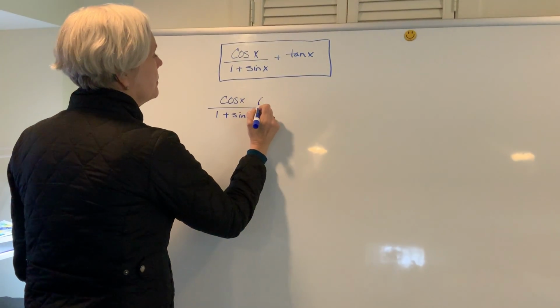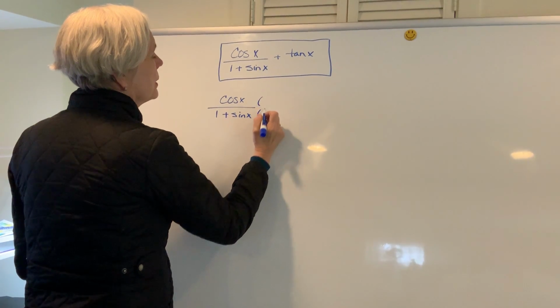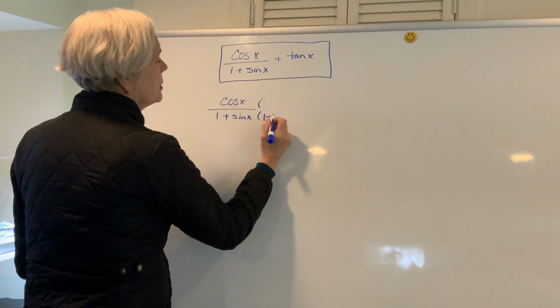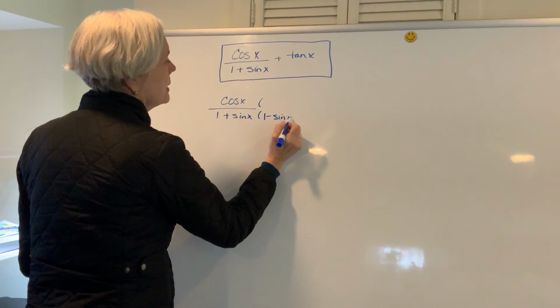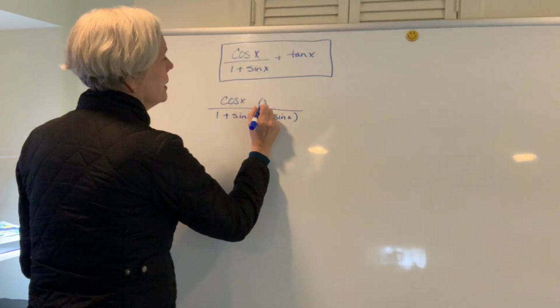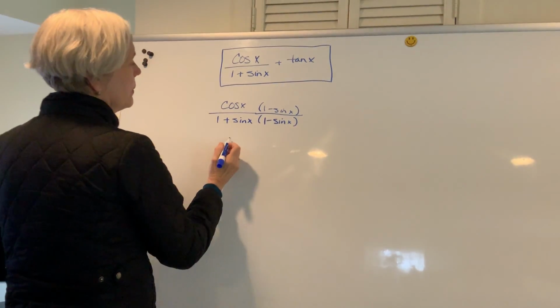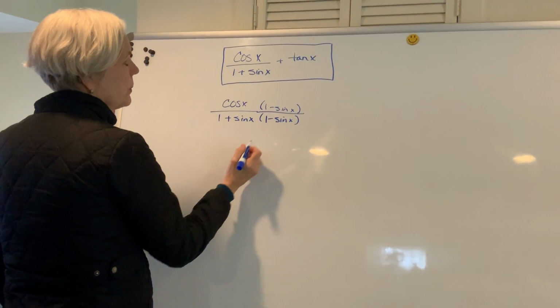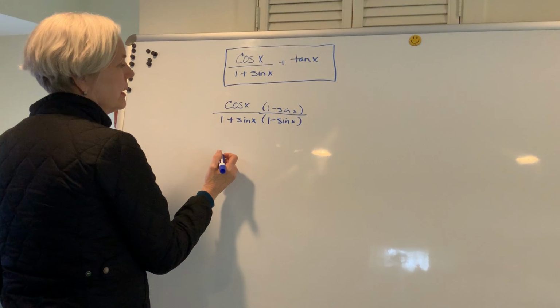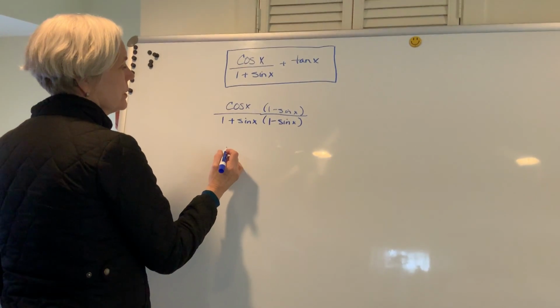And we're going to essentially multiply by 1. We're going to multiply the denominator by 1 minus the sine of x. And we're going to do the same thing in the numerator. And the reason we're going to do this is that we want to have a perfect square here, which we can eventually simplify down to just one term.